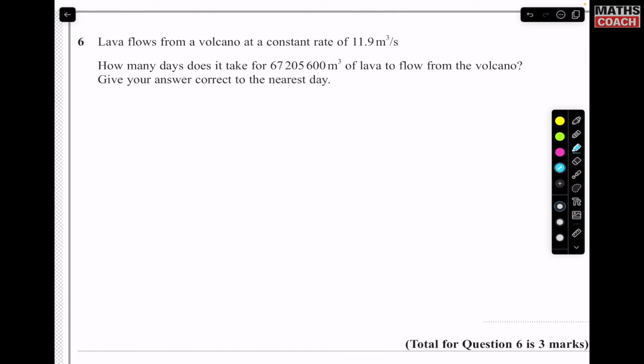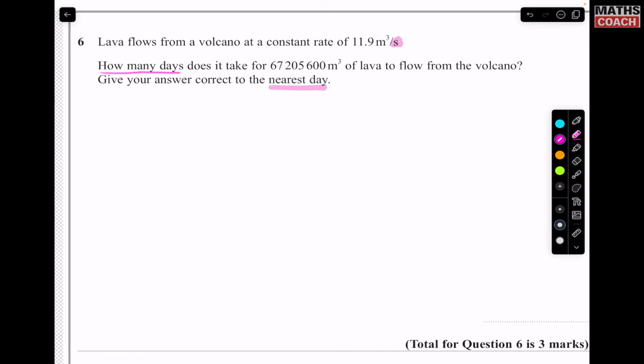Wow. Right, big numbers here, literally. So where should we begin? First of all, look, you've been asked for the nearest day. Make a note of this: the rate of flow is in seconds. So be mindful of that. Don't get tricked by that. Let's just quickly highlight it so we remember it. We are looking for how many days it takes.